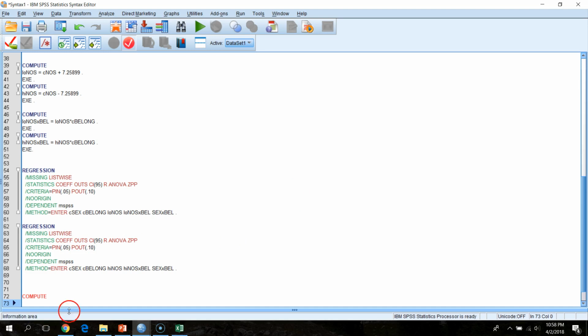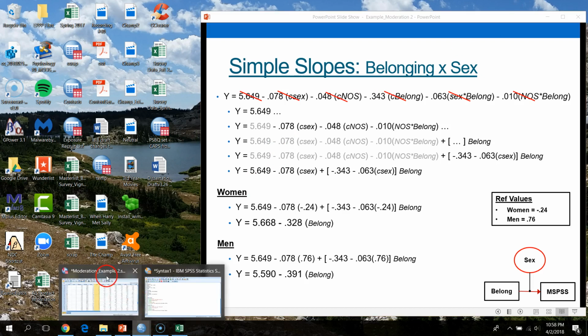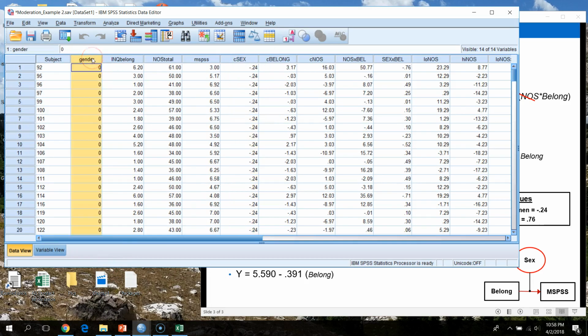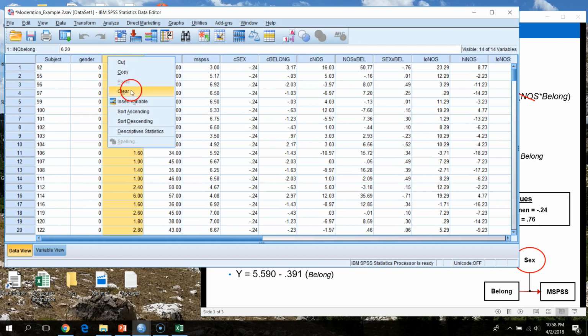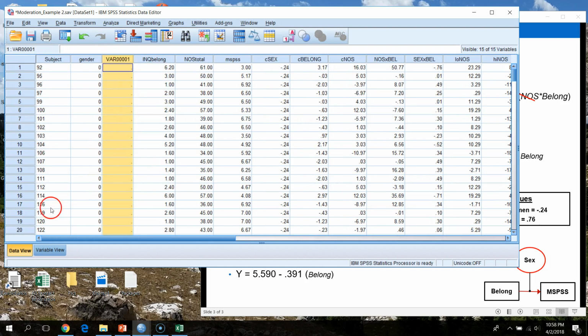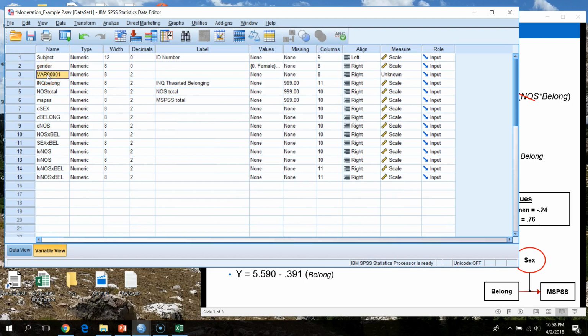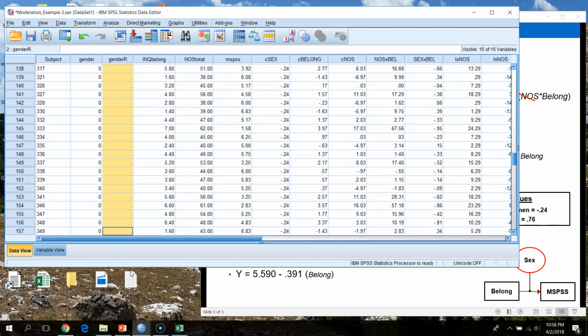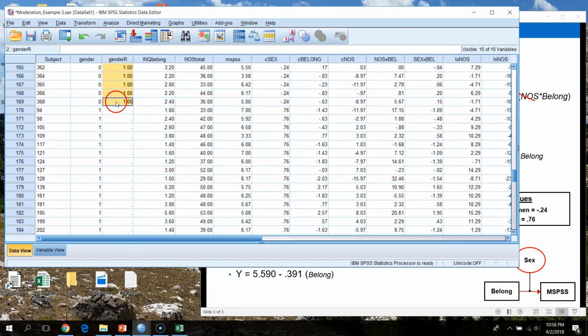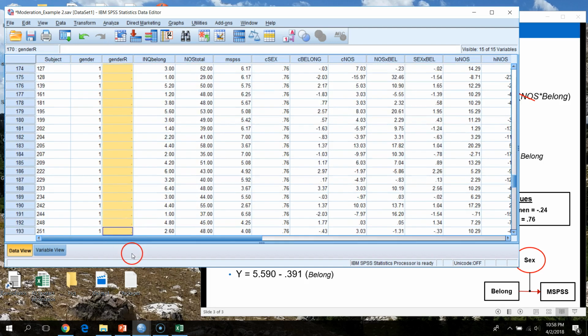What I'm going to do first, though, before I do that, I've already got women dummy coded as women 0, men 1, right? But in order to derive these simple slopes in SPSS, I'm going to insert a new variable, and I'm going to call this gender R. Okay, and so I'm going to go down through and recode this so that women now hold a value of 1, and men hold a value of 0.